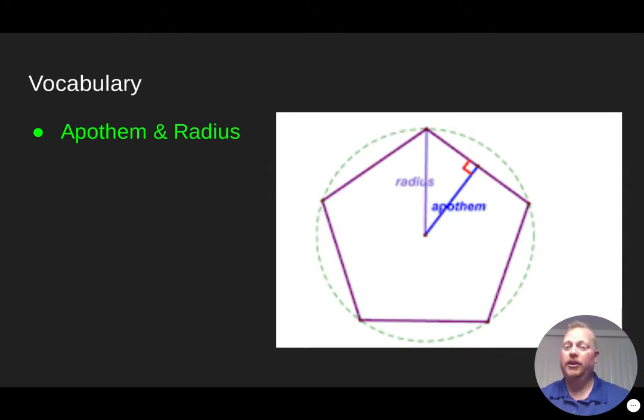So just to be clear about this, the apothem goes from the center to the edge. The radius goes from the center to the vertex. So make sure you have those 2 things right in your mind.